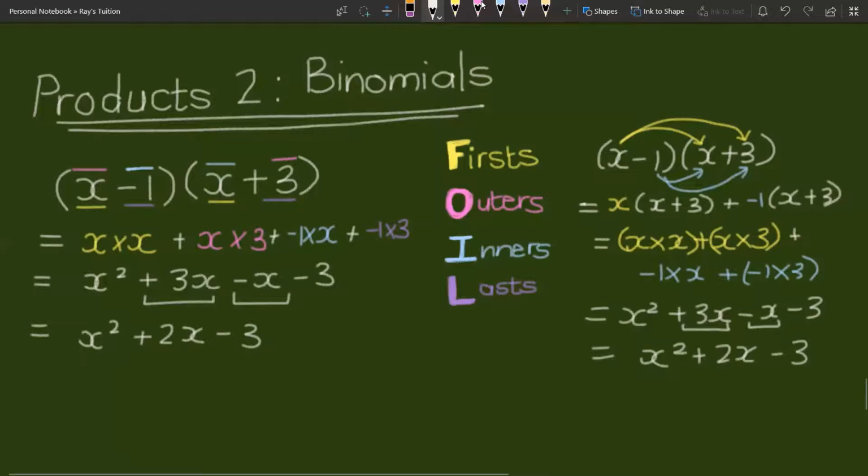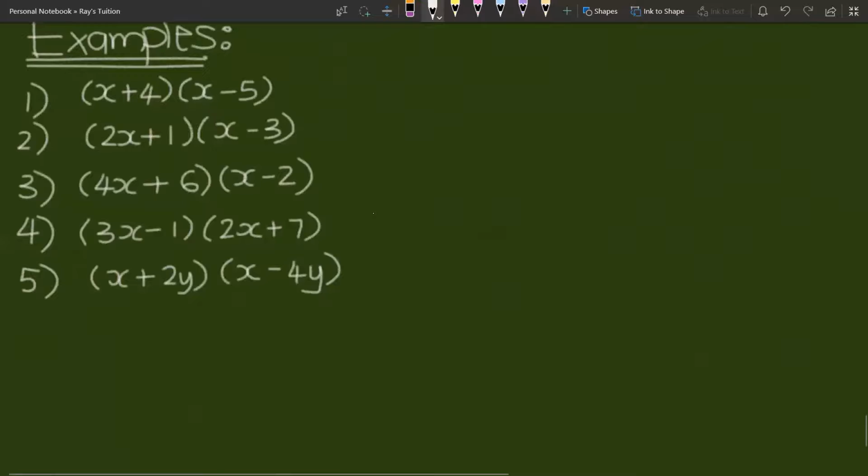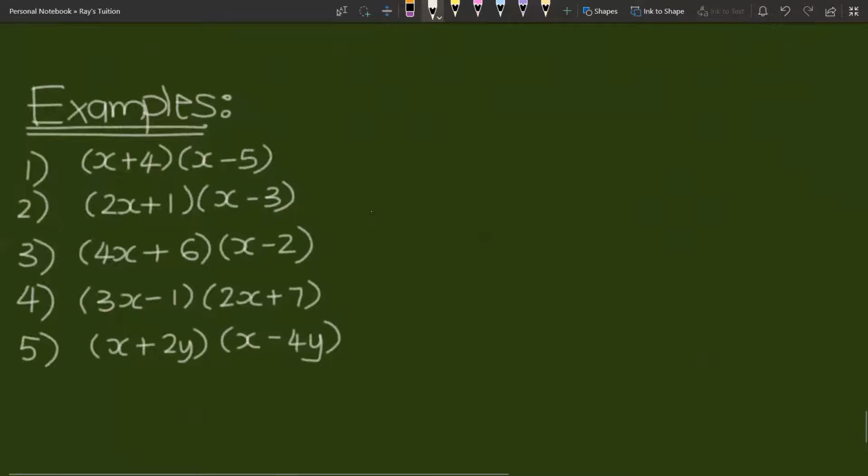So that is the double distribution, or you could use FOIL, whichever method you would like to use, it is up to you. Let us do some examples. Please pause the video and try this by yourself and see if you understand the steps. Okay, so let's go through it together.